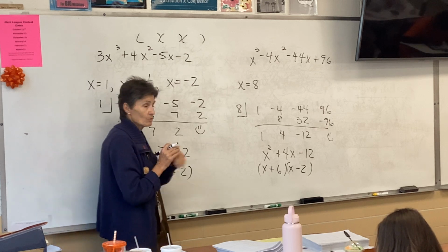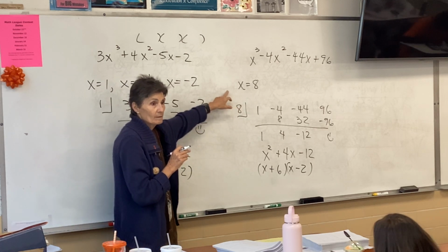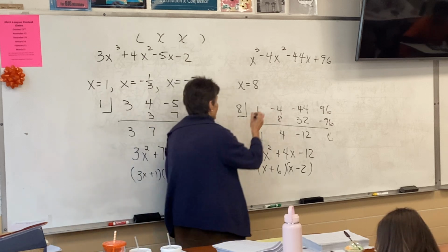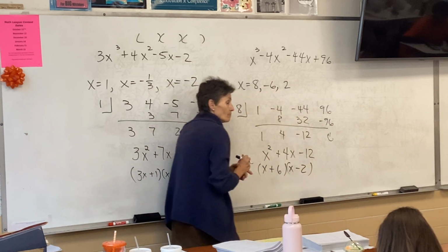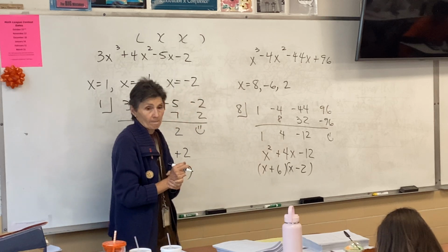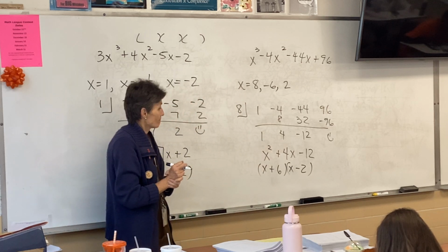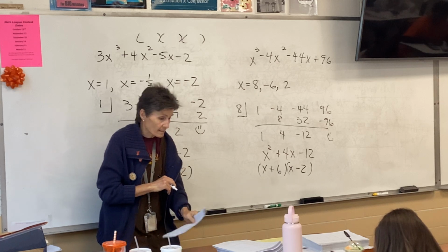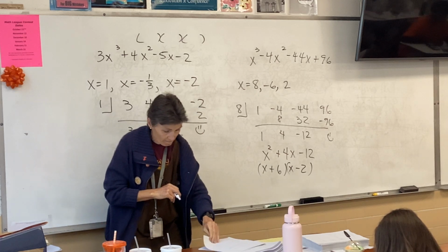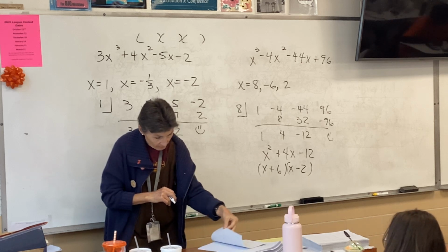So what are the other two roots? One of them was 8. What are the other two? Negative 6 and 2. Alright, try that last one with your partner. It's exactly the same situation. Exactly.